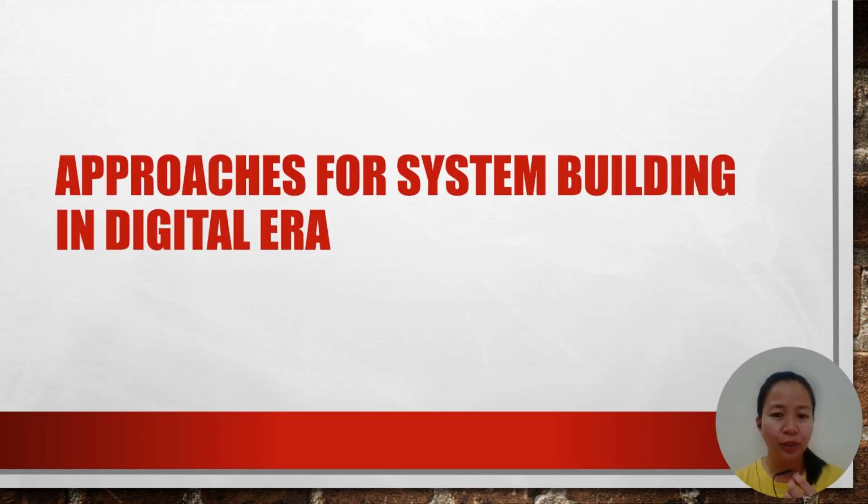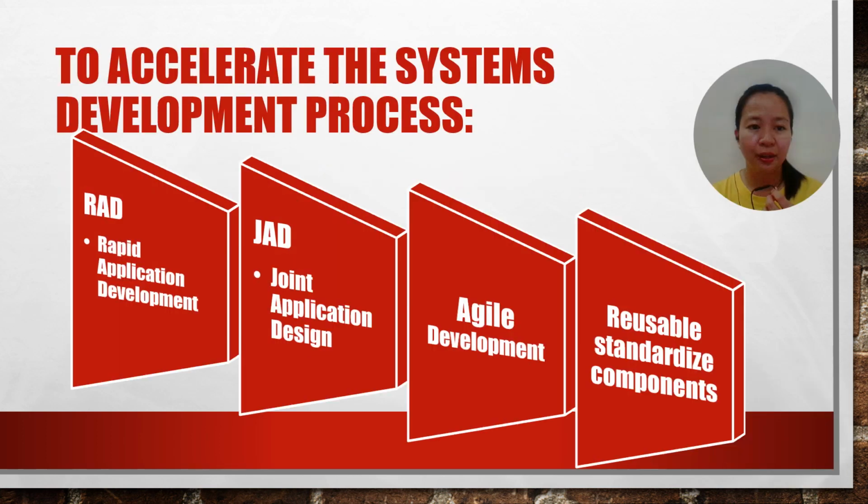So here are the approaches for system building in the digital era. To accelerate the systems development process, fast cycle techniques are used by companies. These techniques are RAD, or Rapid Application Development, JAD, Joint Application Design, Agile Development, and Reusable Standardized Components, which are software that can be assembled into a complete set of services for e-commerce and e-business.